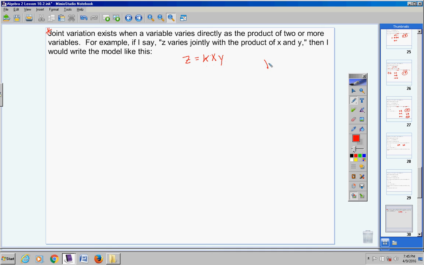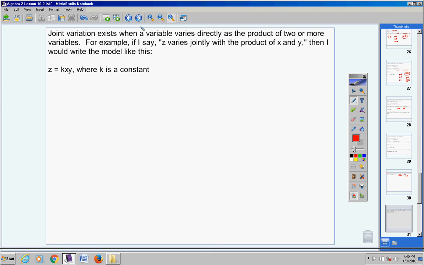So it's really like direct variation, y equals kx, except now the k has two variables with it, X and Y. So Z varies jointly. Jointly usually means together. Okay? That's what the word jointly means, together. So Z varies together with what two things? X and Y. And what are they doing? Product, so they're multiplying. So Z varies together with the product of X and Y. Z varies jointly, here's your K, with X and Y, the product of X and Y. So the model would look like that. Z equals KXY, and K is a constant.